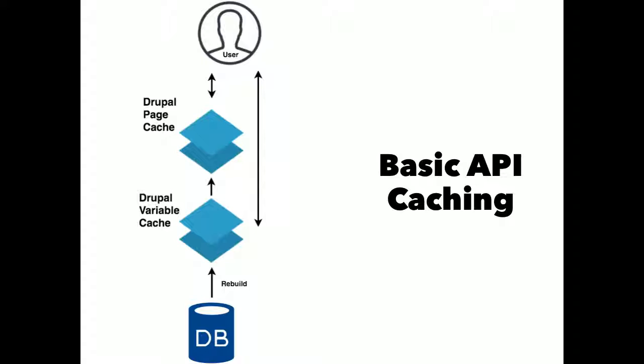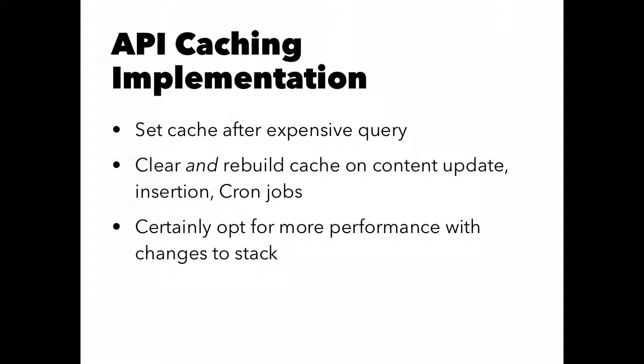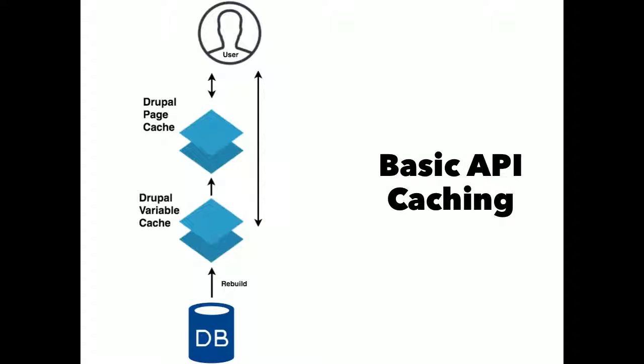Just as a basic diagram, when the user requests the API, you could have Drupal's page cache working for you. If that's not set, then you would just hit the Drupal variable cache. That's the caching method that I mentioned here. We're going to set the cache after an expensive query. So if you edit the content that the app consumes and the Drupal page cache is cleared, you still have this cache right here to fall back on. So ideally, the user will never have to rebuild that query from the database again.